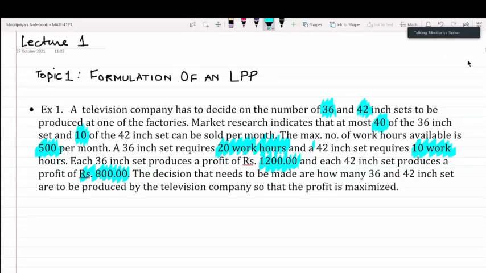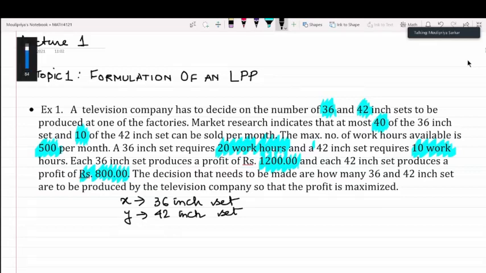So without much deliberation, since the number of those television sets is not known to us, we can assume that there can be X number of 36 inch sets and there can be Y number of 42 inch sets. I think you all had learned the basics of linear programming problems in your 11th or 12th standard. Do all of you know about linear programming problems?